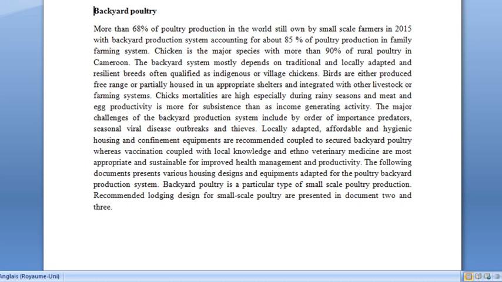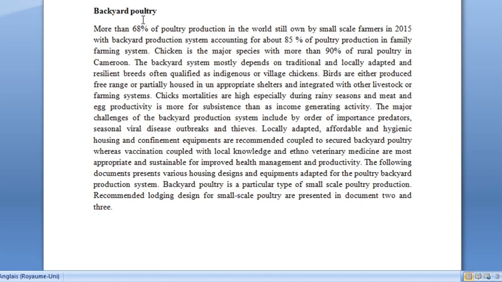Now, dear students, starting with small-scale poultry production, we will discuss two major types. We will have backyard poultry or village poultry, and then the small poultry business production. Fine. Now, backyard is normally village poultry.